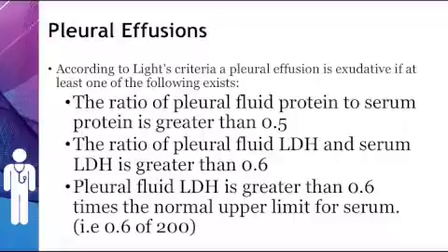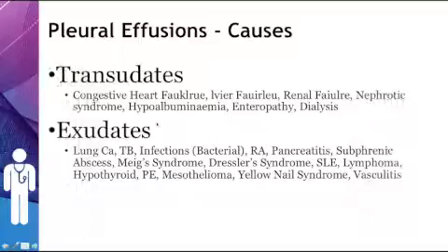So pleural effusions can be divided into transudates and exudates, and you can use Light's criteria for that. So these are some of the causes of transudates and exudates. Obviously you have to take a fluid sample to determine the protein content.